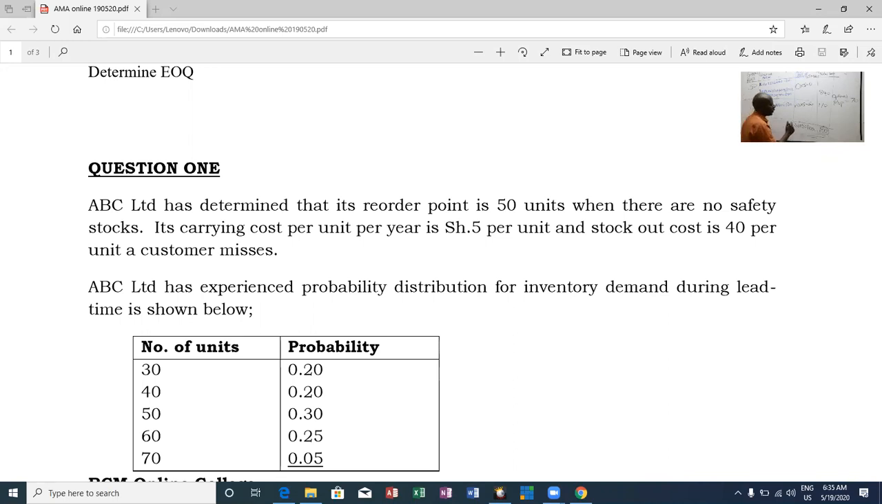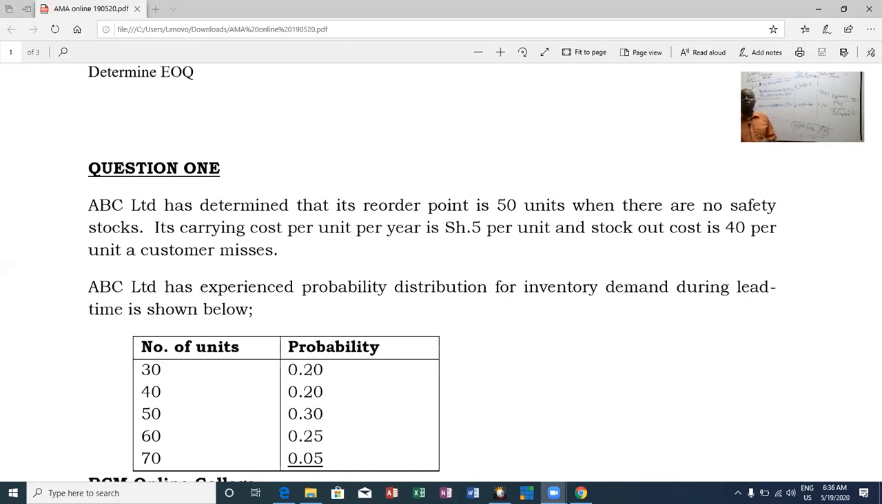And then we have the optimal safety stock. So the optimal safety stock, ladies and gentlemen, what do we have here? I can see my safety stocks are here. It is this 20. Optimal safety stock is 20 units. And you have answered your examiner.